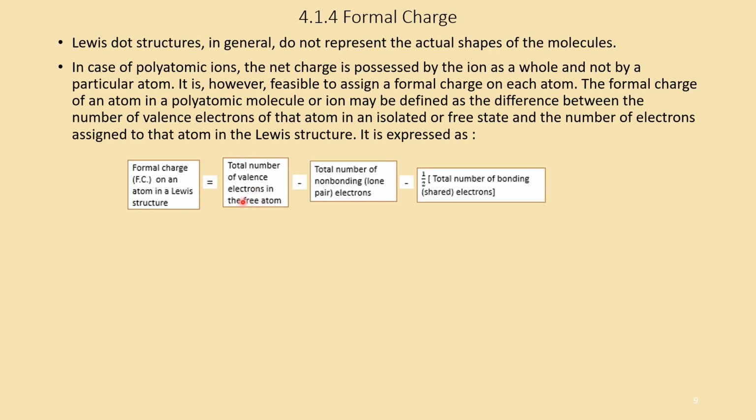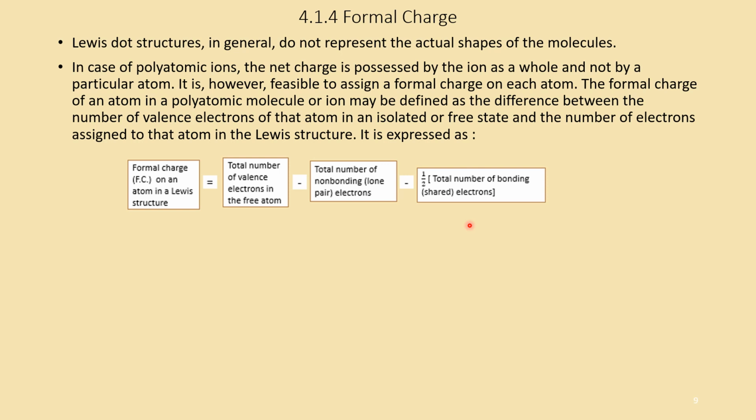Please note, formal charge is the total number of valence electrons in the free atom, minus the total number of non-bonding, that is lone pair, electrons, minus half of the total number of bonding, that is shared, electrons. We'll understand it more clearly by an example. This counting is based on the assumption that an atom in a molecule owns one electron of each shared pair and both the electrons of a lone pair.